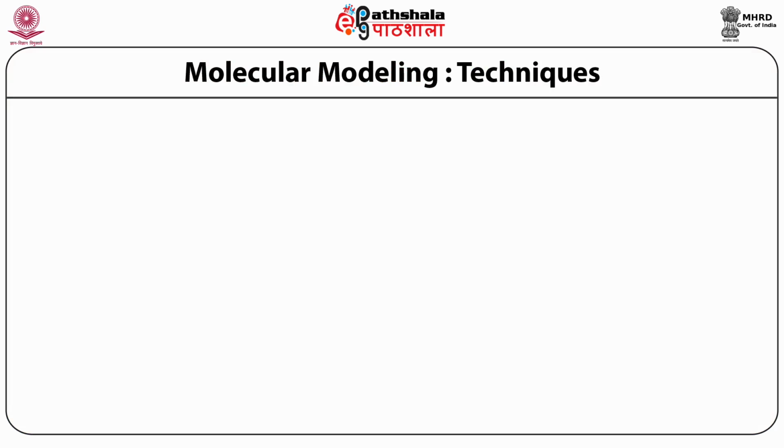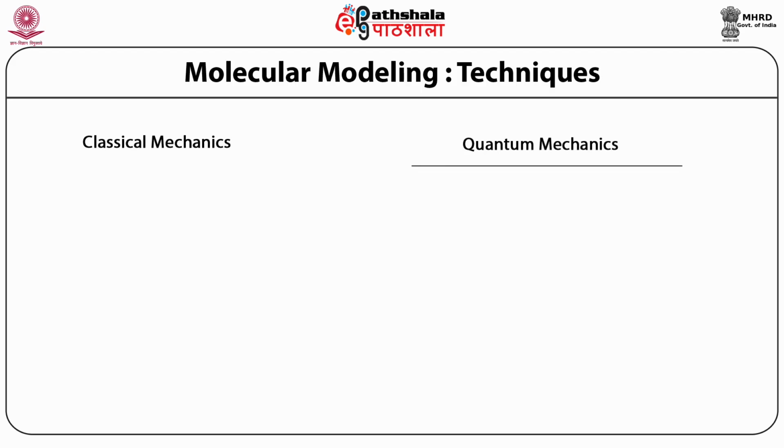This can be broadly divided into two groups. On one hand, you have the classical mechanics methods. On the other hand, you have the quantum mechanics methods. In case of the classical mechanics methods, you consider a molecule rather crudely. You consider an atom like a spherical ball, and you consider the bond something just like a spring.